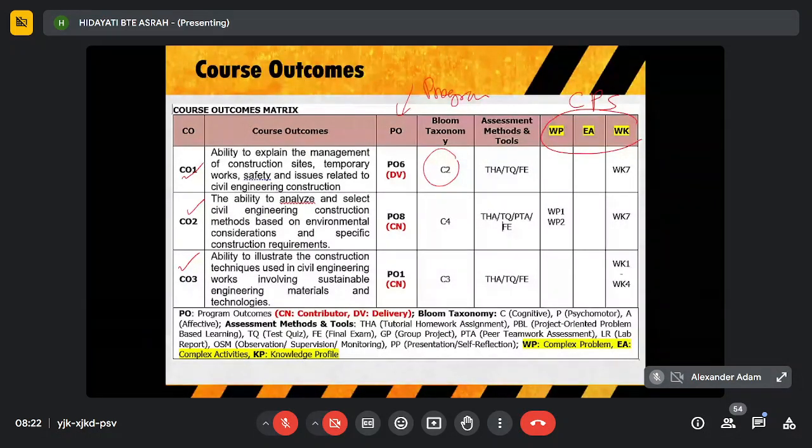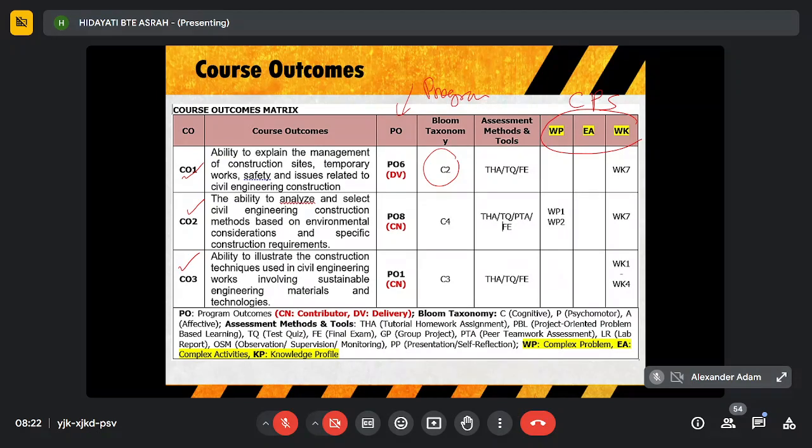Okay, number 2, course outcome number 2. This is the ability to analyze, meaning that you need to analyze. I give you a question, then you have to analyze before you come up with the answer. And then after you analyze, you select what is the best method for that construction. So it goes together with consideration, for example, environmental consideration, and also maybe some specific construction requirements. So that is your course outcome number 2.